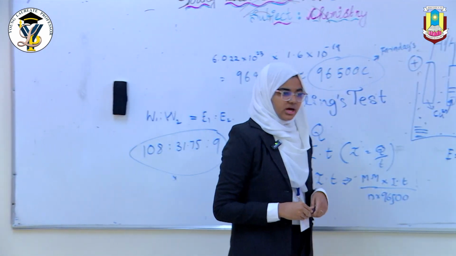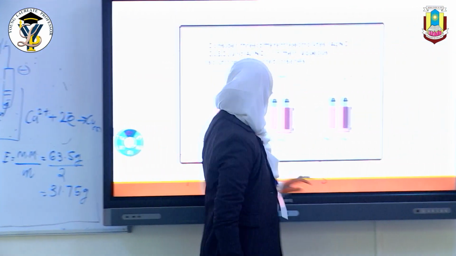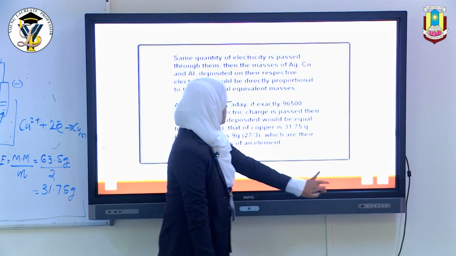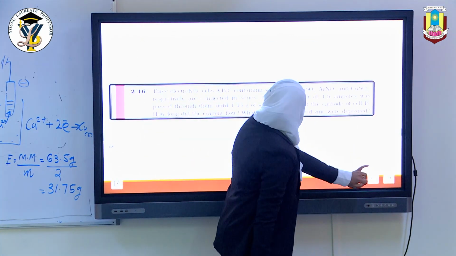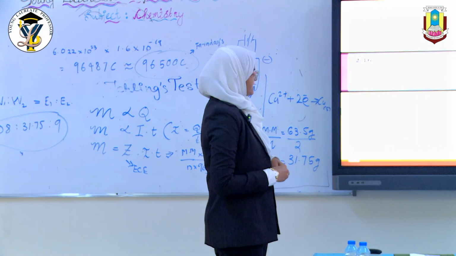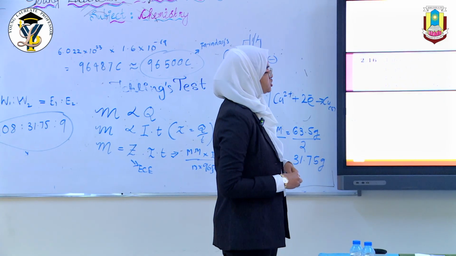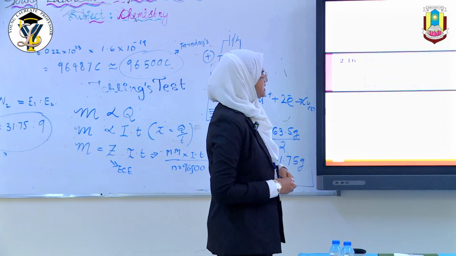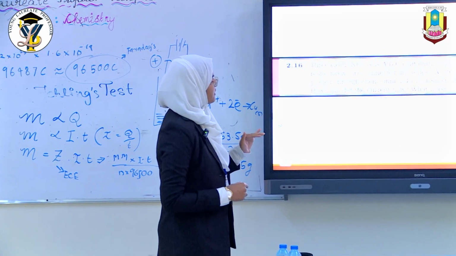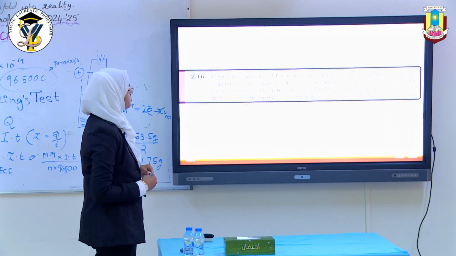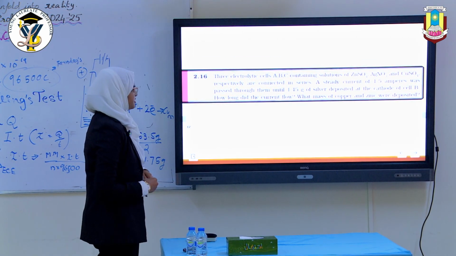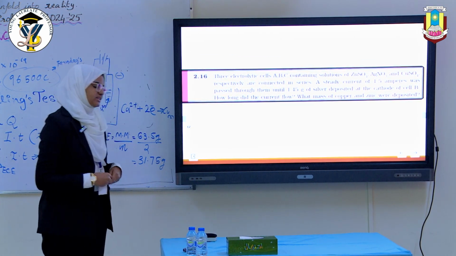But before we conclude our session, I just want everyone to do a numerical for a minute and try to solve it. Three electrolytic cells A, B, C containing solutions of zinc sulfate, silver nitrate and copper sulfate respectively are connected in series. A steady current of 1.5 amperes was passed through them until 1.45 grams of silver deposited at the cathode of cell B. How long did the current flow for? What is the mass of copper and zinc which were deposited?